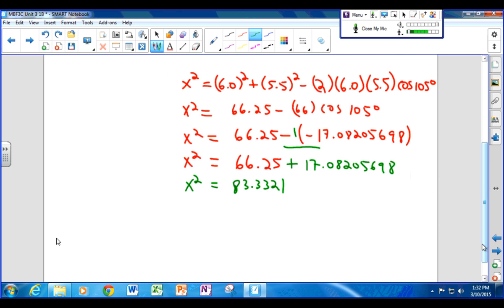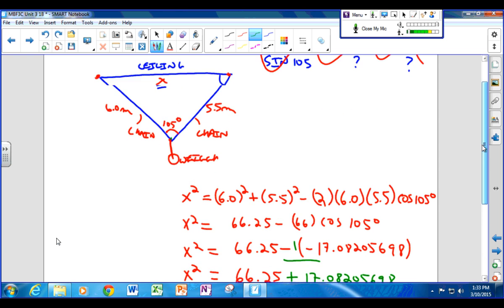Now, remember that we need the square root of both sides. This is kind of the one way to show that. There's others. So now I'm going to take the square root. The number of digits I have in my calculator is quite a bit more than what I've shown there. All right, 9.1286. And now we'll take a look at what they gave us.